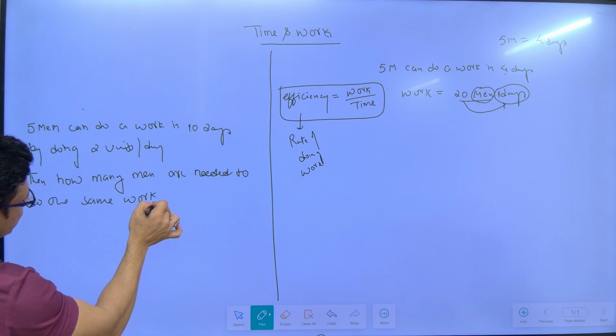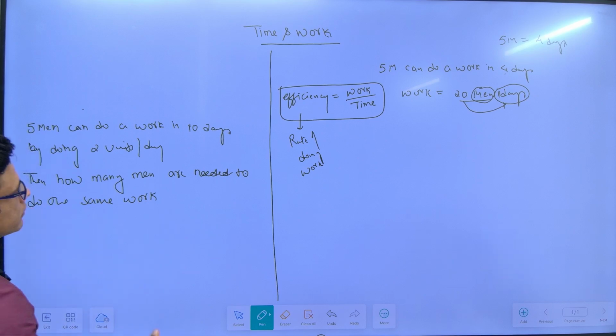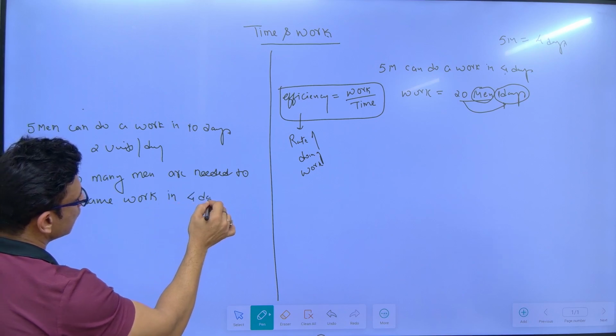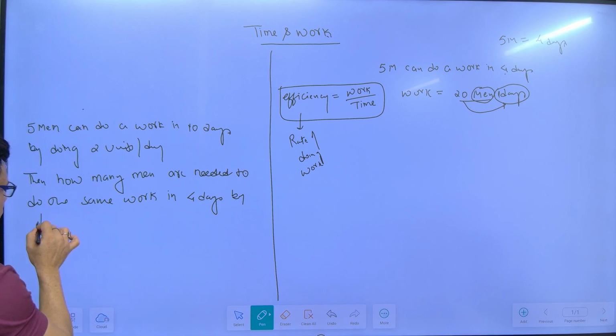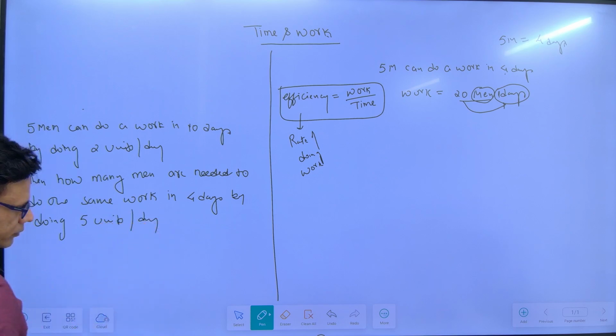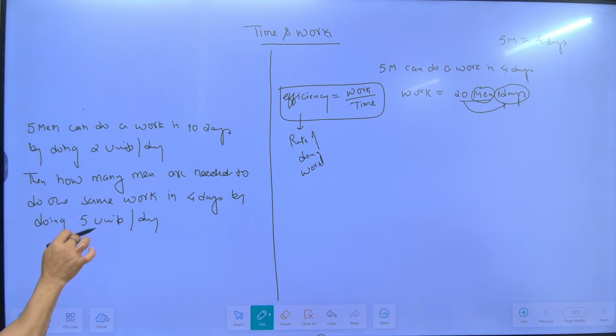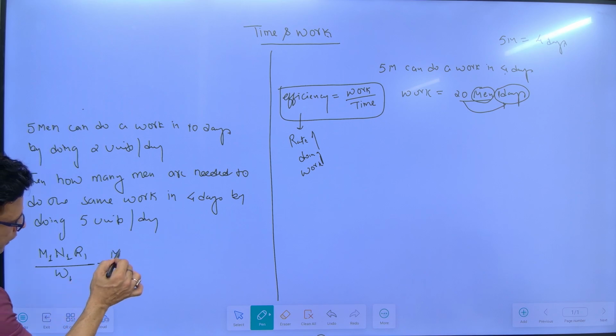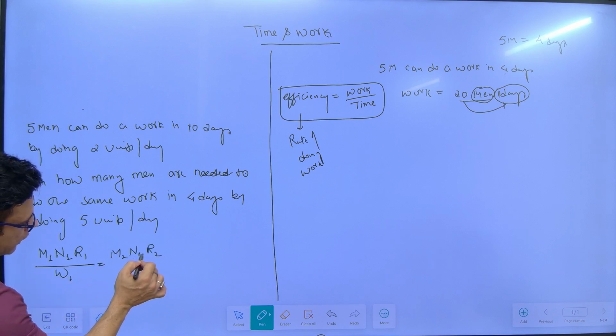See, I'm not changing my work, I'm doing the same work in 4 days by doing 5 units per day. The question is, how many men are needed? So understand, whenever we have such cases, some men are taking some number of days by doing some units per day, and how many men are needed to do the same work in that many days. The formula in such cases is M1 N1 R1 upon W1 is equal to M2 N2 R2 upon W2.